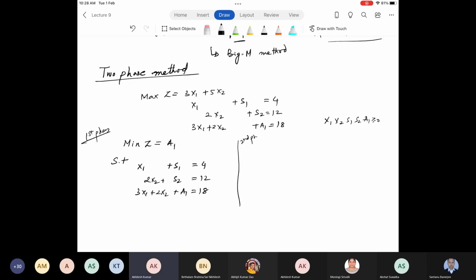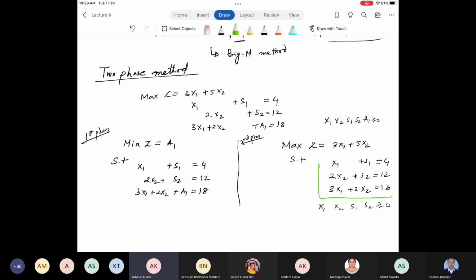Second one is the second phase. Here we solve the original problem after the artificial variable has been removed from the basis. Maximize g equals 3x1 plus 5x2 such that x1 plus s1 equals 4, 2x2 plus s2 equals 12, and 3x1 plus 2x2 equals 18, with x1, x2, s1, s2 greater than or equal to 0. So if you look at this formulation, we do not have a1 here, right?